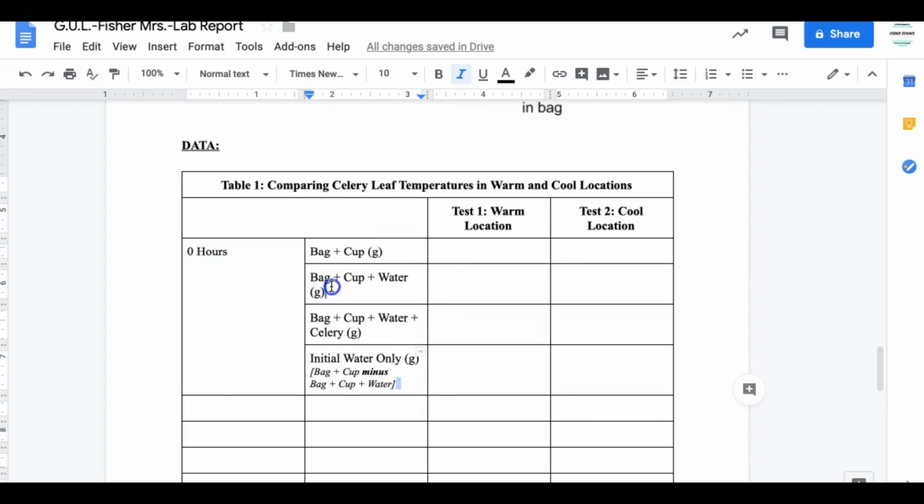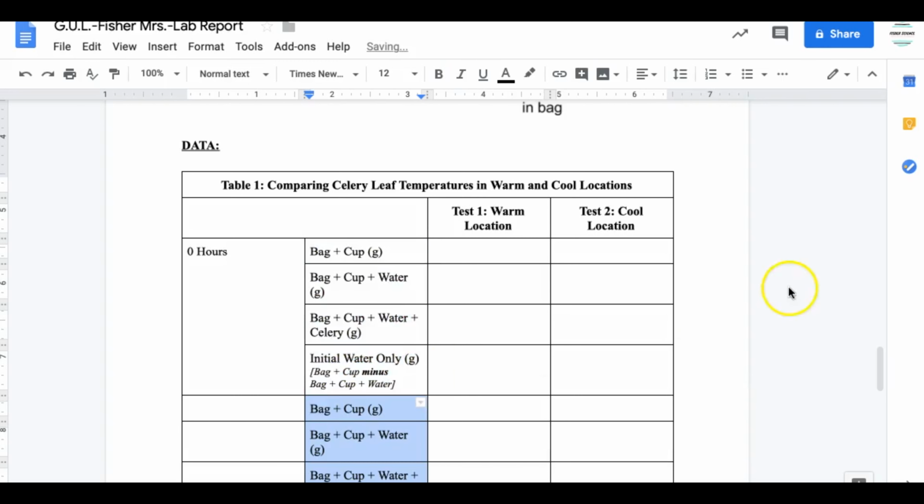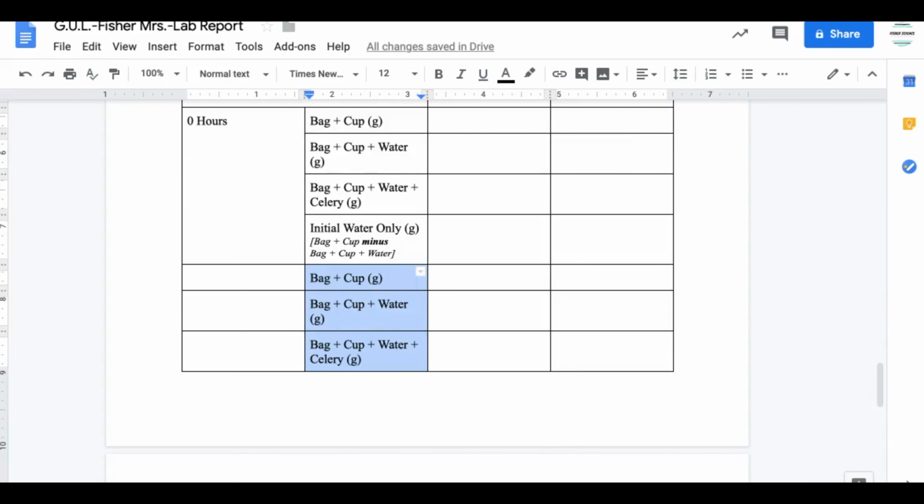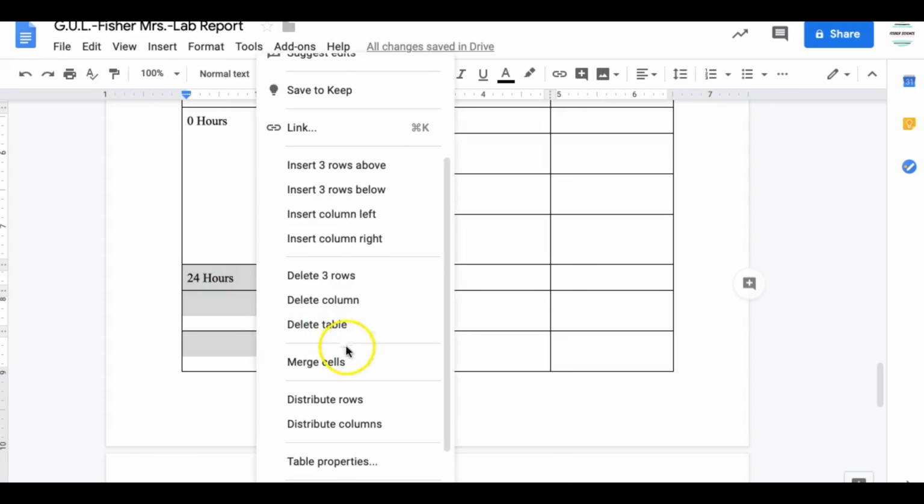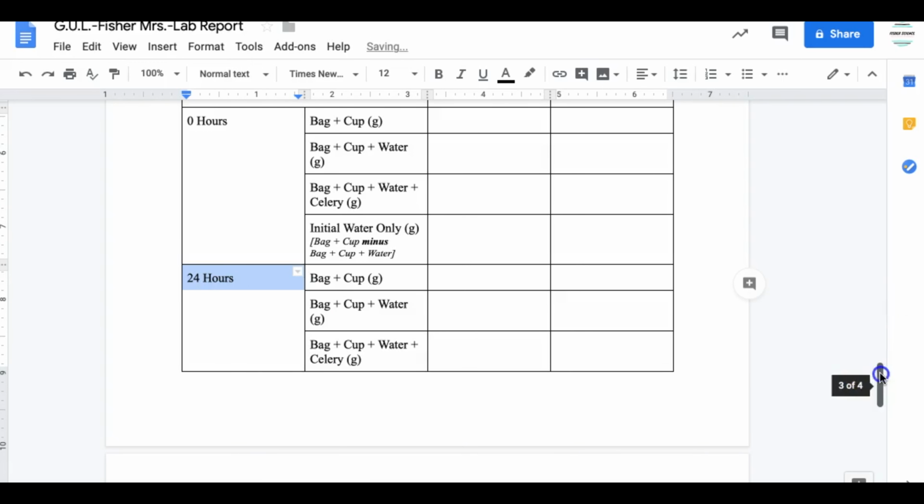And I'm going to do the same thing for after 24 hours. So I copied and I'm pasting. Okay, so then I've copied and pasted the titles bag, cup, and water, and I've moved it to the next couple of rows. And now I'm going to make sure I put the number 24 and the word hours next to it, because this will be where we record the data after 24 hours. And once again, we're going to highlight some of those cells and merge them together.